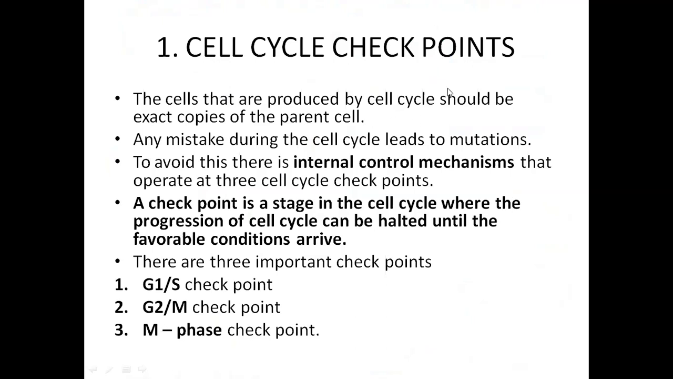Now, if you come to the checkpoints, which is the first stage of cell cycle regulation, we all know that when the cell divides, the daughter cells formed should be the exact copy of the parent cell. There should not be any mistake that occurs during the cell cycle. So in order to make sure the daughter cells do not carry any errors from the previous cell division, checkpoints are very, very essential. Checkpoints are an internal mechanism for regulating the cell cycle.